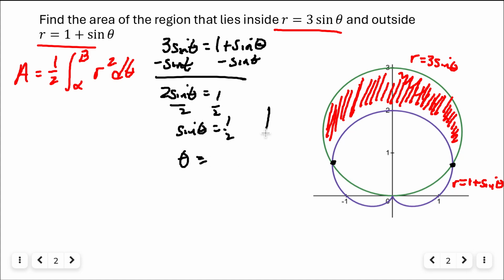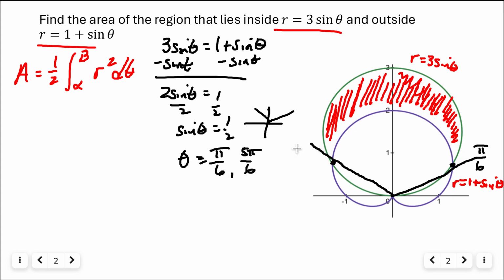So I know that sine theta is a half in quadrant 1 and quadrant 2. That would be pi over 6 and 5 pi over 6. So this angle here, this radial line, is pi over 6. And this one over here is the angle at 5 pi over 6. So now the question is, how do I find this area that I see up here?